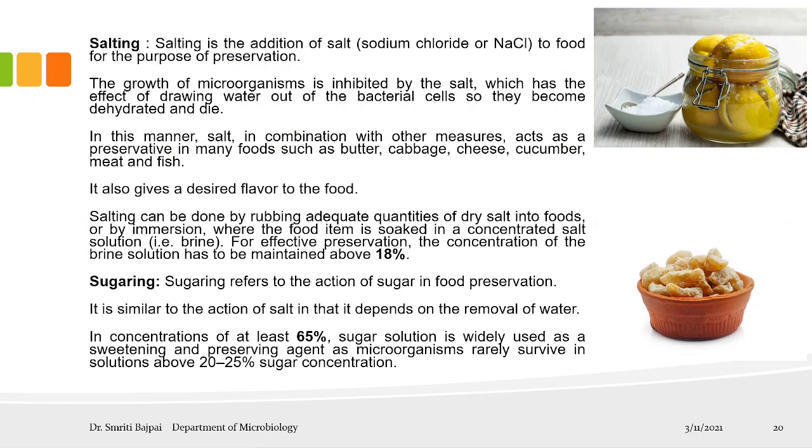Now coming to what different preservatives can be used. Like salting. We all know that we are adding NaCl, sodium chloride, or common salt, and it will draw the water out of the bacterial cell, and the cell will be dehydrated, and then it can preserve. Okay, so these are examples of foods when we are doing it. Sugaring is also the addition of sugar, and similar to salt, it removes water from the food. For this, at least a 65% sugar solution is required.